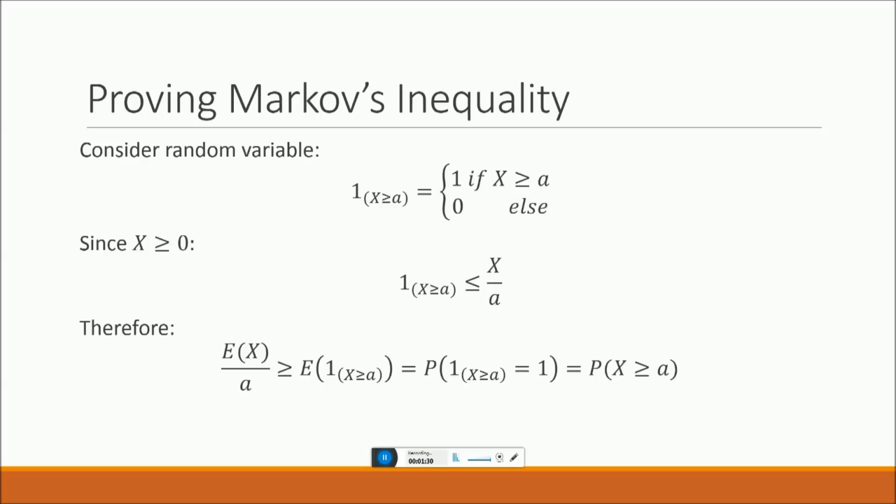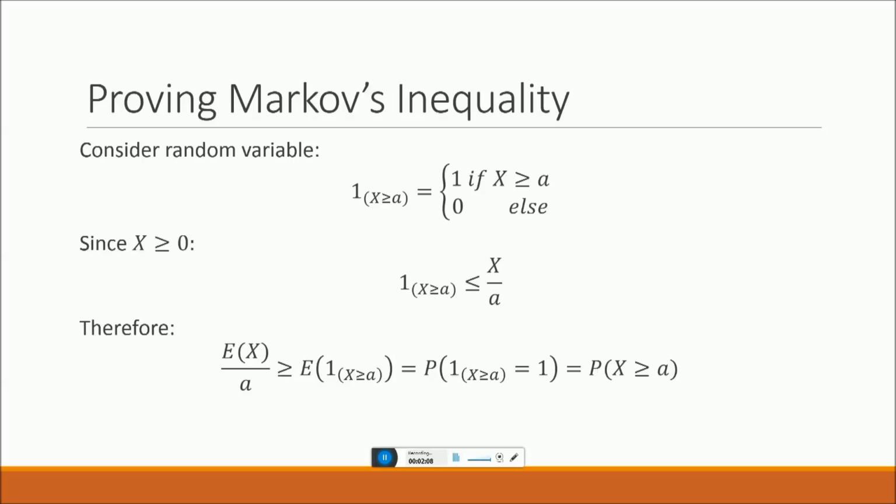So consider we have a random variable that is 1 if x is greater than or equal to a, else it's 0. When x is greater than or equal to a, we get 1 for that random variable. And if we say that x is non-negative, we can state that this random variable will always be less than or equal to x over a. That makes sense because x is greater than or equal to a in this case. Therefore, the lowest the right side can be is 1, and the left side is always 1. So the middle equation works.